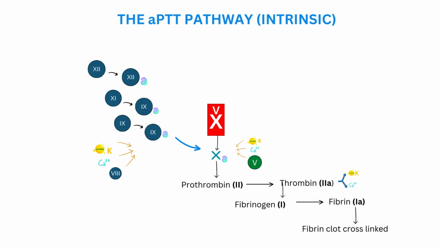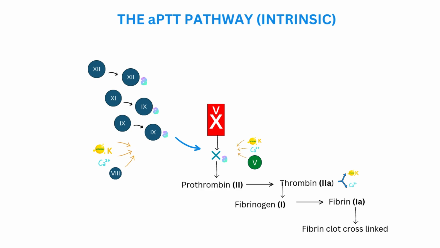Next, we move on to the intrinsic pathway. The intrinsic pathway is otherwise called the PTT pathway, or the partial thromboplastin pathway. This is activated by damage to the blood vessel itself, and it involves factors that are already present in the blood. So when the blood vessels get damaged, it exposes collagen, which activates factor 12.